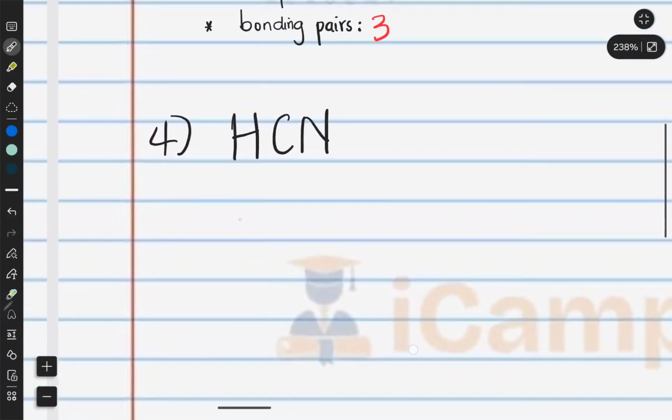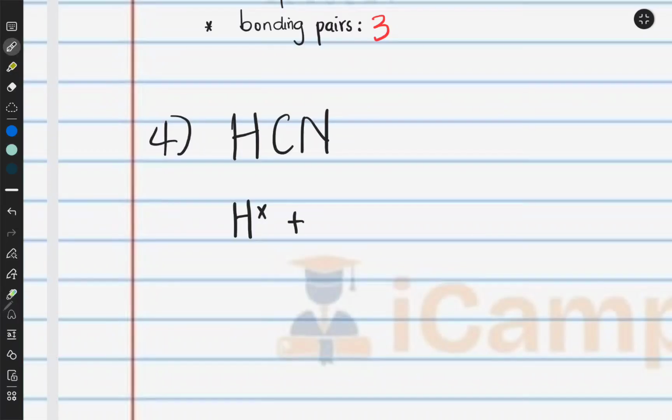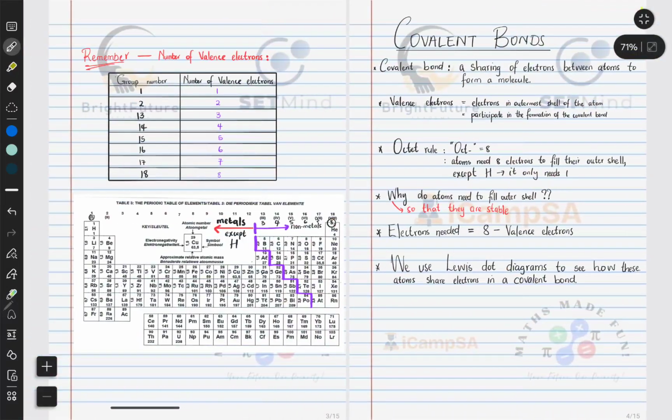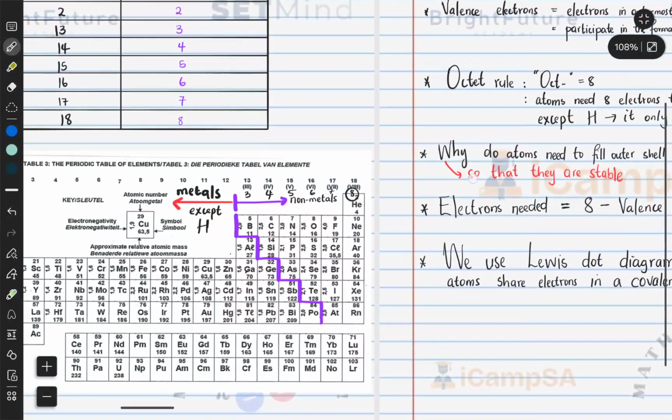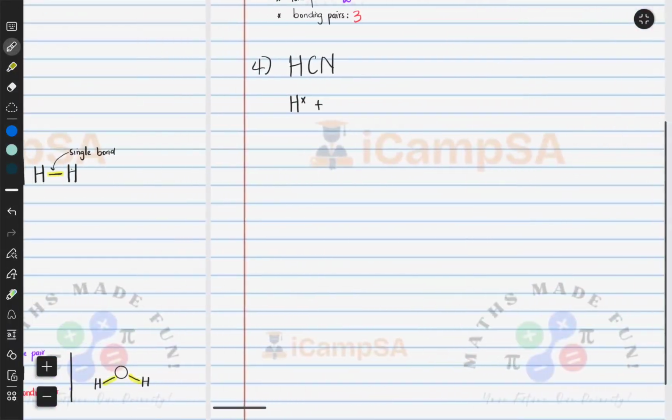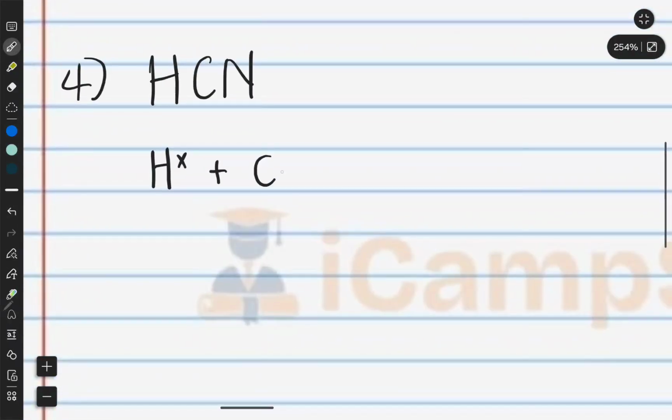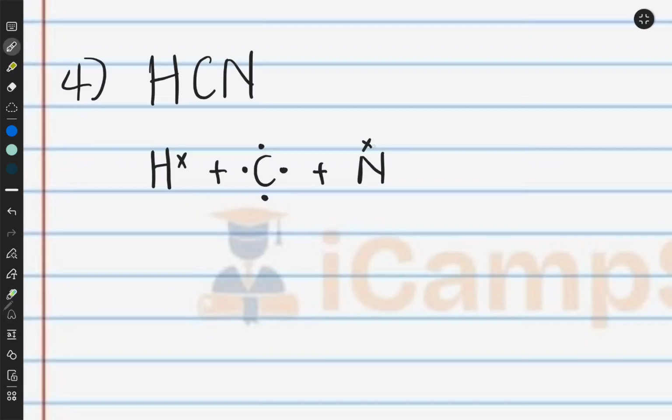Right, with hydrogen cyanide, remember hydrogen will have one valence electron. Then you have carbon. Carbon is in group what? Carbon is in group 14. It has 4 valence electrons. So if we go back, it will have 1, 2, 3, and then 4. Then you have nitrogen. We have already established nitrogen has 5. So let's put crosses because I don't think we can use anything else.